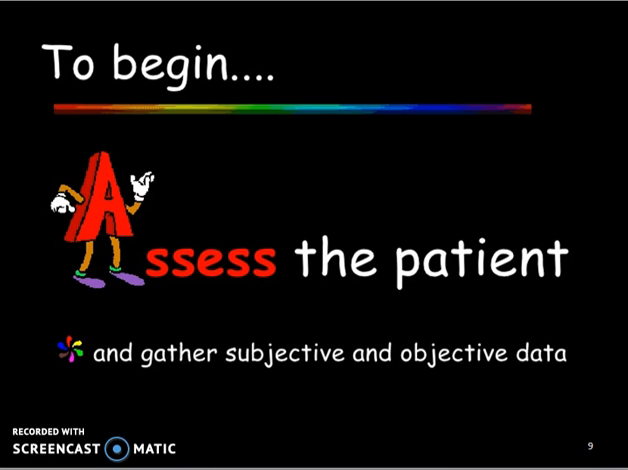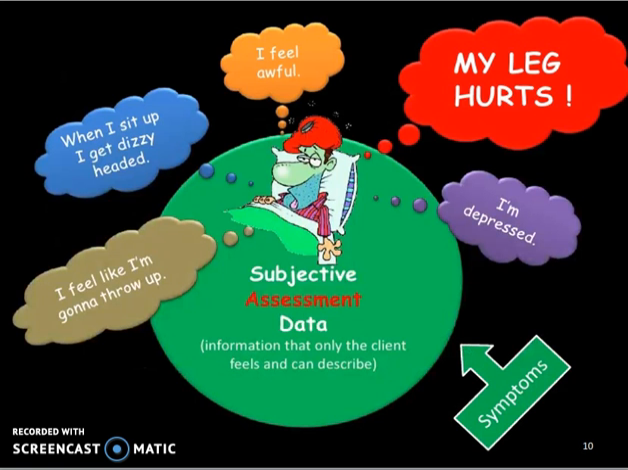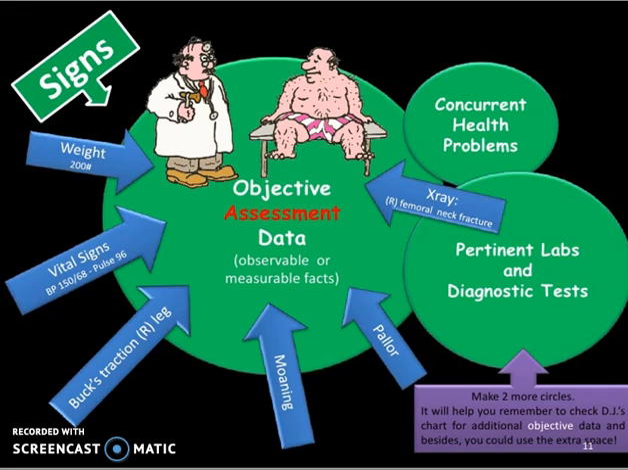So to begin, assess the patient and gather subjective and objective data. So in this picture: my leg hurts, I feel awful. When I sit up, I get dizzy-headed. That is subjective assessment data, which is the information only the client feels and can describe. Objective data are signs and current health problems, such as weight, we'll say 200 pounds, and an x-ray showing a right femoral neck fracture.